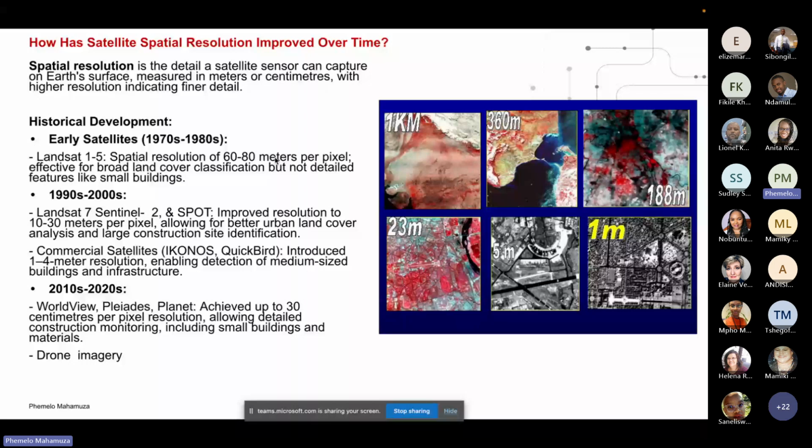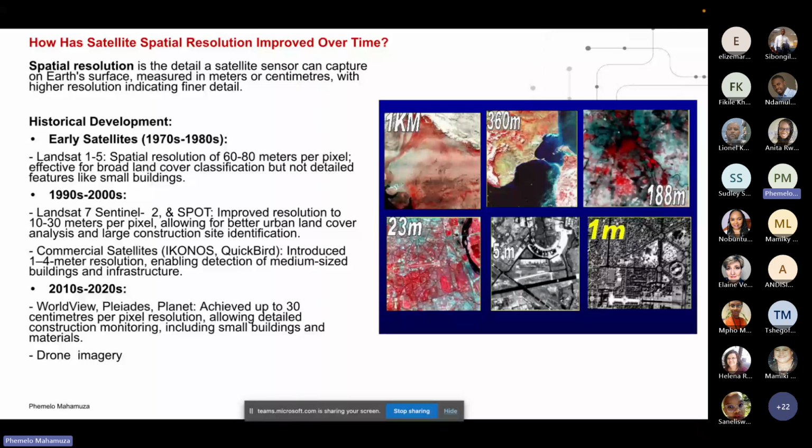Recently, we started using satellite images such as Landsat 8 and Sentinel-2. With these satellite images, they have a spatial resolution between 10 meters to 30 meters, yet again enabling us to view what is on Earth from a spatial perspective. But now within the era of 2010 and 2020, we started getting even way better spatial resolutions through satellites such as Worldview, even through drone imagery.